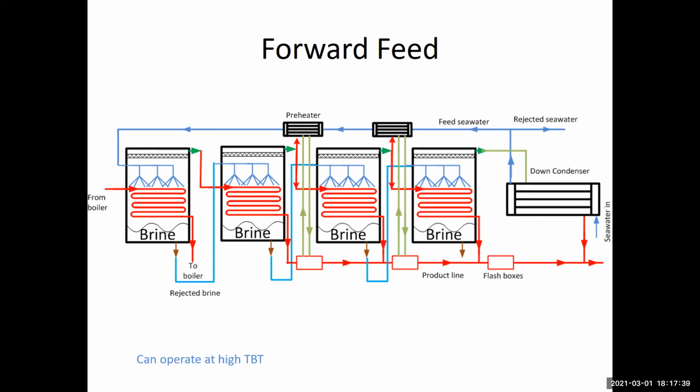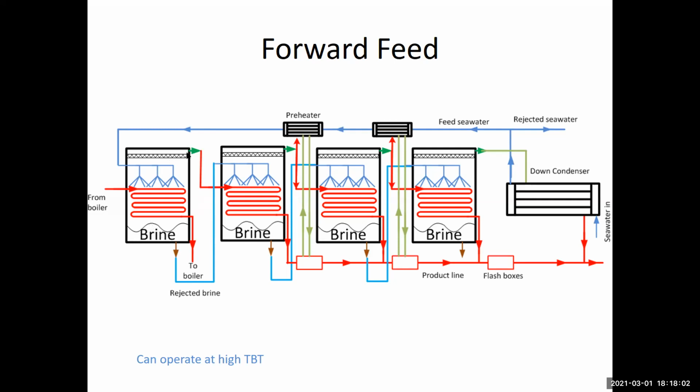TF, or the feed temperature of seawater, is going to go all the way to the first effect, effect number 1. And then it will be sprayed on the outside surface of the tubes, as what happens in a single effect evaporation exactly. Part of it will evaporate, and the rest is going to be rejected as brine.